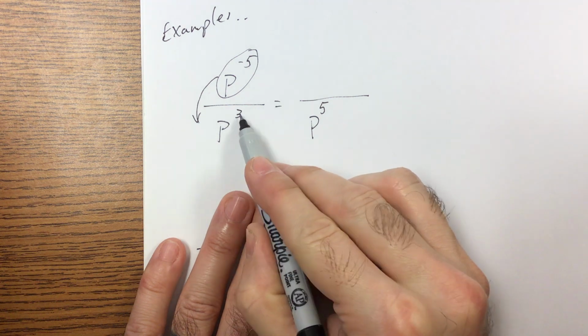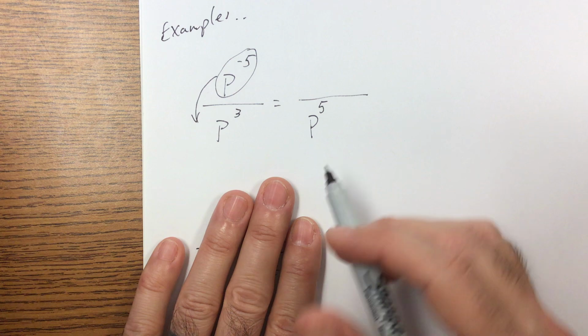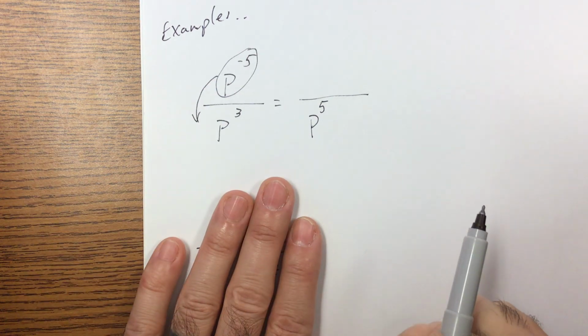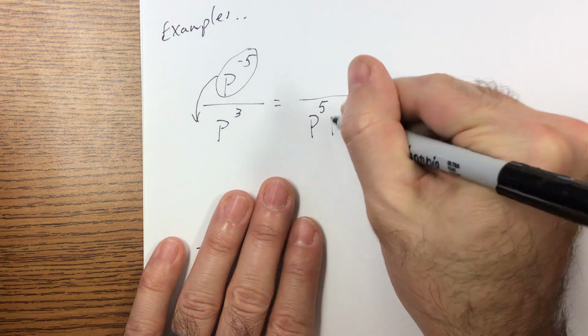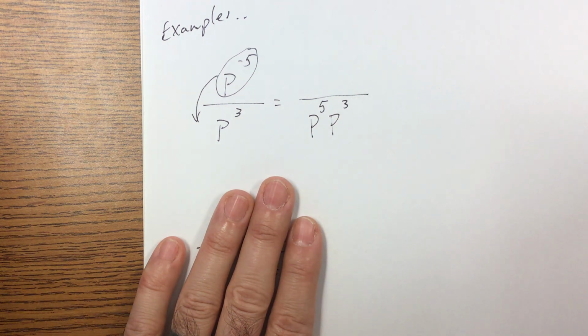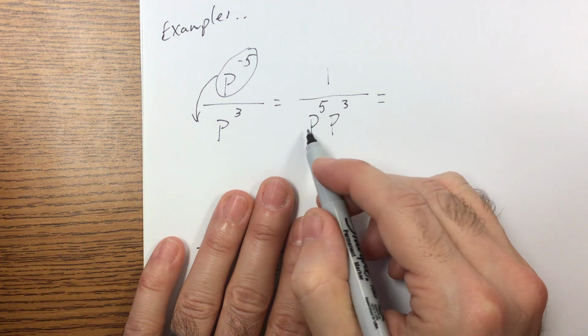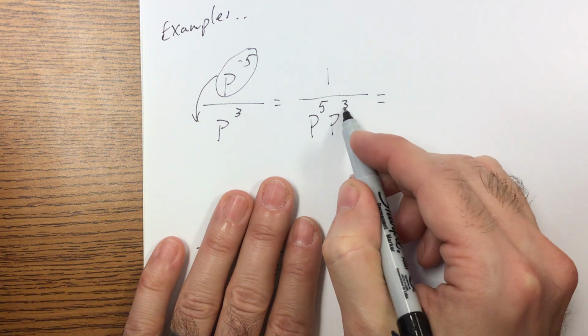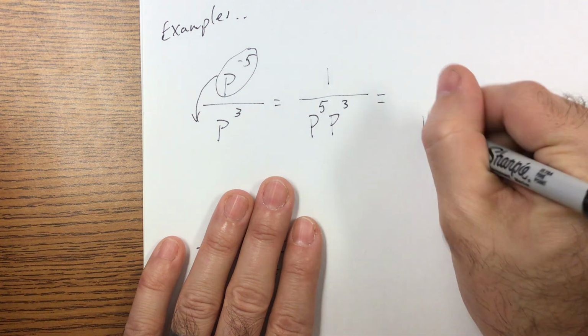Now, this p to the third, it's not negative, so we don't need to move it. Some people think we just got to flip them all. No, you only move the ones that are negative exponents. So this p to the third is going to stay on the bottom. We don't have anything on top, but there's really a 1 up there. Now, let's simplify. What can we do down here on the bottom? We've got p to the fifth times p to the third. When we multiply, what do we do with exponents? We add them.